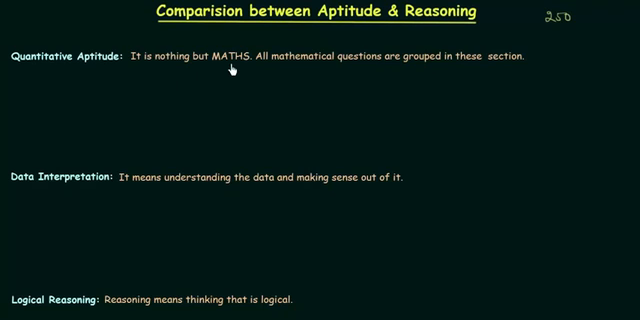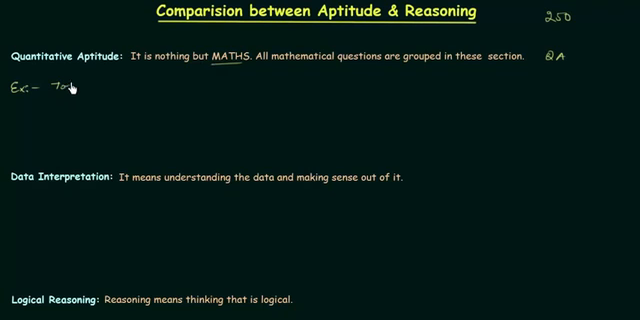It is nothing but maths. All the mathematical questions are grouped in this section. So whenever you have a problem in front of you and you need to use your mathematical skills, then that question will be grouped in the section we call QA. QA is the abbreviation for quantitative aptitude. Now we will see one example on quantitative aptitude.